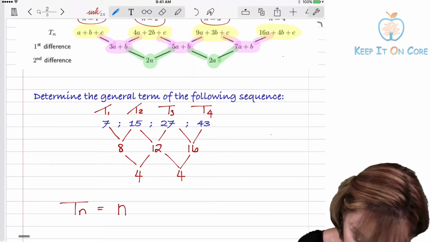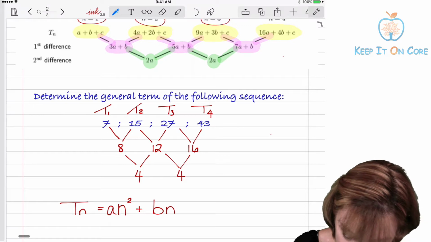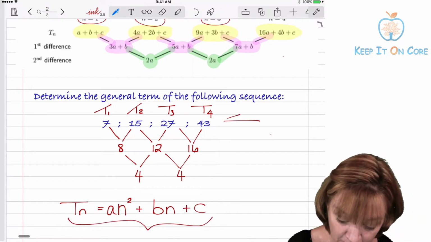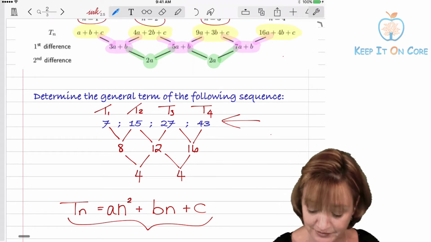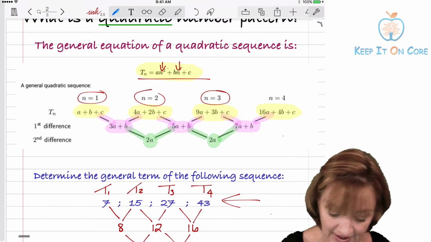Term n is equal to an squared plus bn plus c. So we've got to find an equation in this format that's going to represent this number pattern. Okay, where do we start? Well, we've got a nice little method we can use over here. Have a look over here.